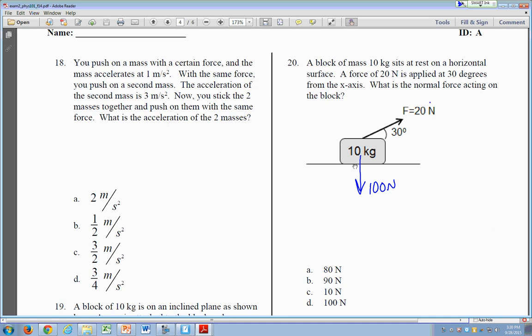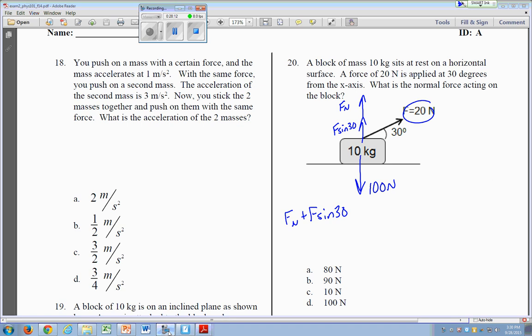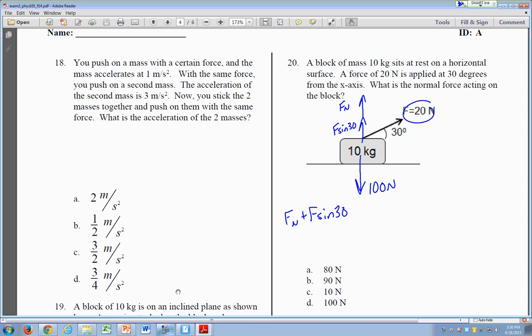However, I have this force, so I can write F sine of 30, and then I also have the normal force. So the normal force plus F sine 30. The normal force plus F sine 30 minus 100 equals 0. And then I solve for Fn equals 100 minus F sine of 30.